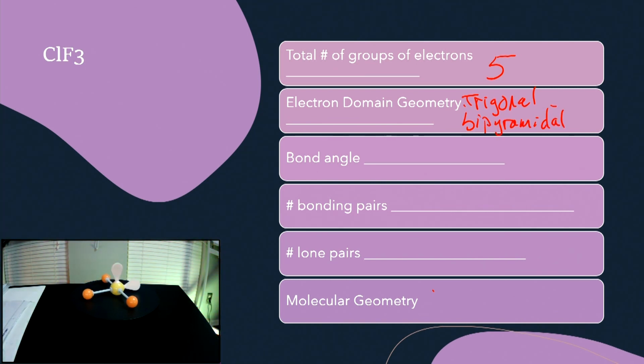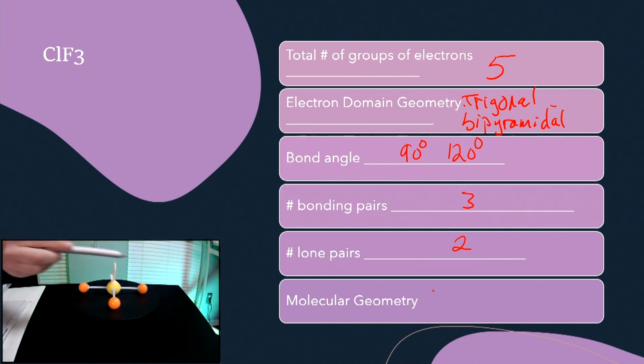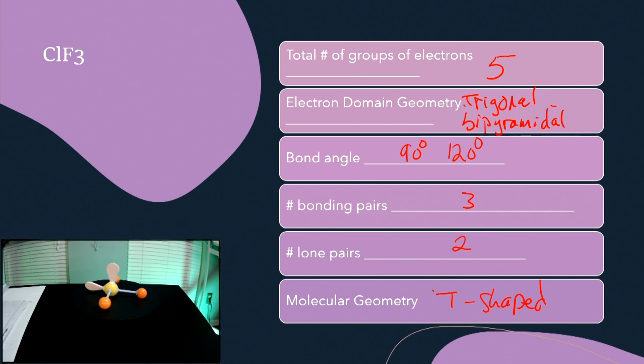The bond angle will be 90 and 120 degrees. The bonding pairs are 3. The lone pairs are 2. And its molecular geometry is like a letter of the alphabet, so it is T-shaped. Okay, so that is ClF3.